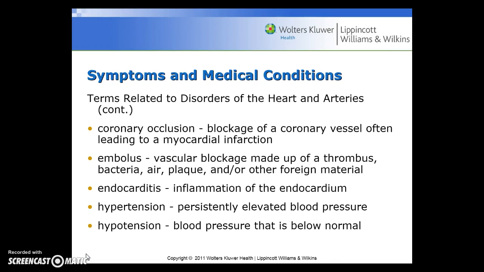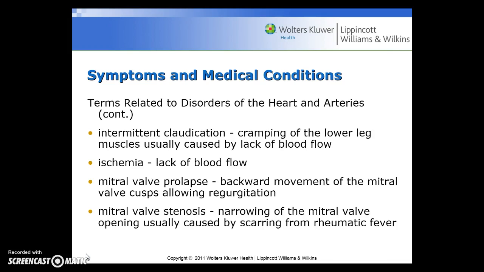An embolus is the vascular blockage made up of a thrombus, bacteria, air, plaque, or other foreign material. Endocarditis is the inflammation of the endocardium. Hypertension is the persistently elevated blood pressure. Hypotension is blood pressure that is below normal. Intermittent claudication is the cramping of the lower leg muscle. It's usually caused by a lack of blood flow. Ischemia is a lack of blood flow.